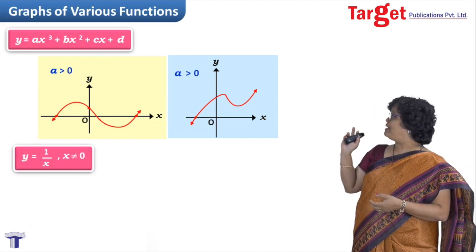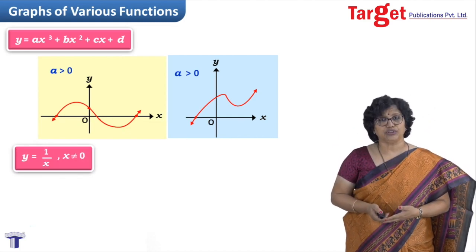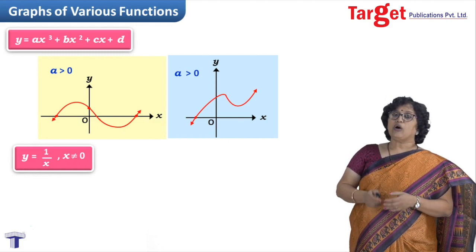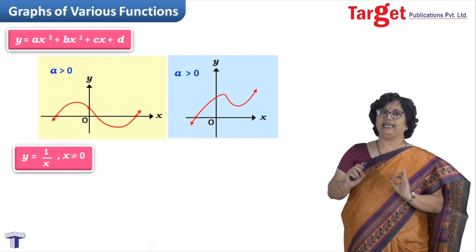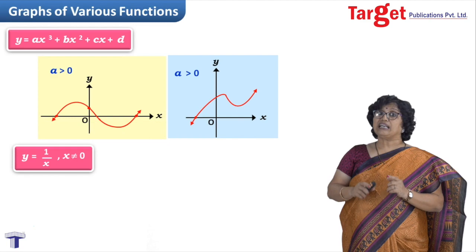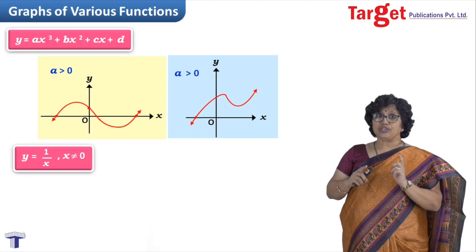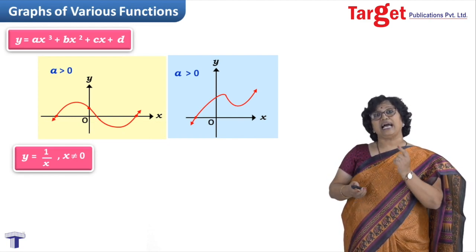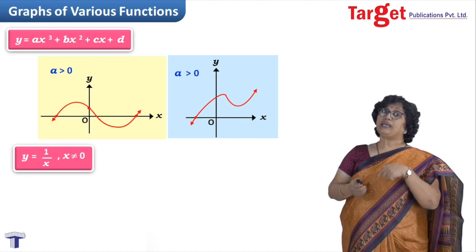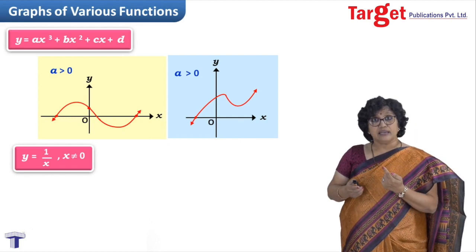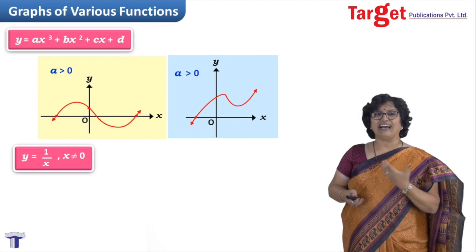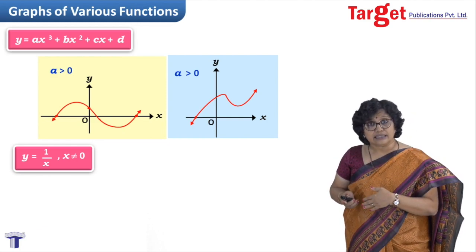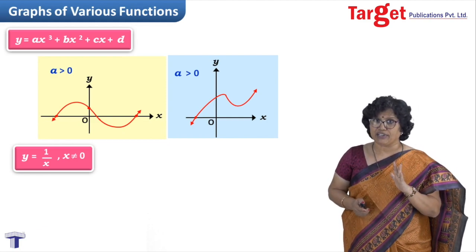That is y equal to 1 by x, x not equal to 0. That's obvious. Now, when you look at y equal to 1 by x, you realize that y will change its behavior as x changes, but it would be in its reciprocal form. Means, if x increases, y decreases. Or if x decreases, y increases. This is what we have understood.